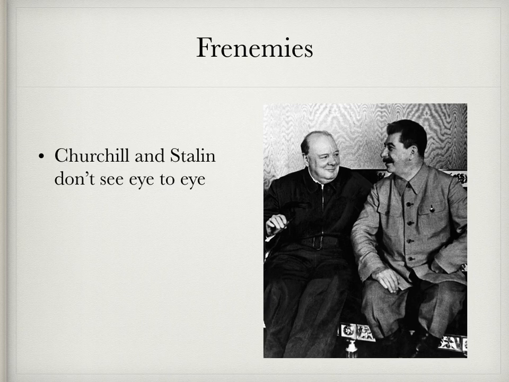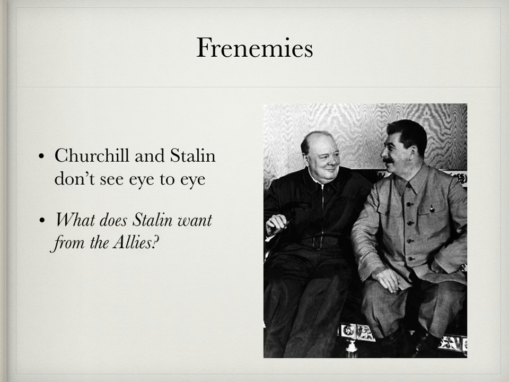Okay, Winston Churchill and Joseph Stalin do not see eye to eye. Stalin, what does Stalin want from the Allies? What is he really hoping for in this Grand Alliance? What is he going to get out of it? Ultimately, what Stalin really wants is for the Allies to open up a Western front, just like we saw in World War I. Create that two-front war havoc again for Germany.